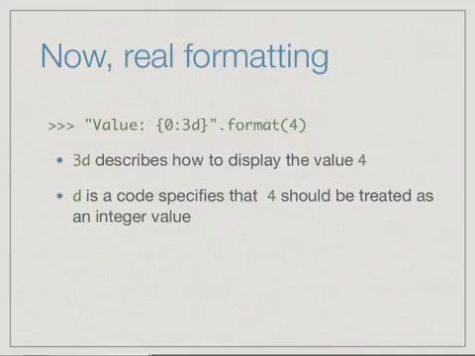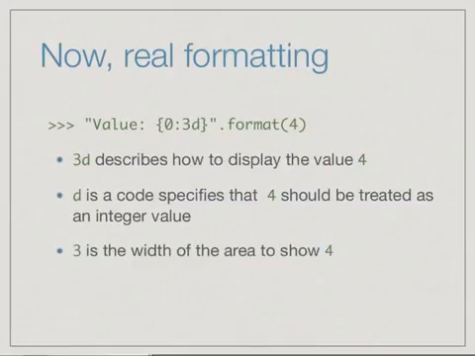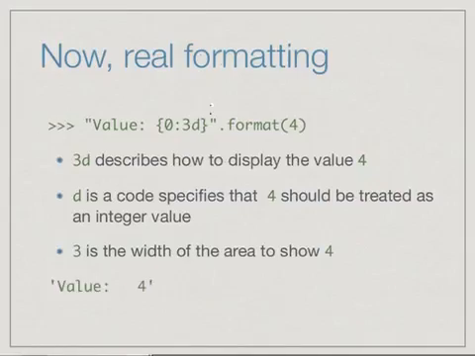And finally, 3 says that we must format 4 so that it takes 3 spaces. So it occupies the equivalent of 3 spaces, though it's a single digit. So if I do all this, then what happens is I get value. Now notice that there is already one space here, and then it's going to take 3 spaces. So I'm going to get 2 blank spaces and then a 4. So that's why we have this long thing here. So this is actually 3 blank spaces and then a 4.